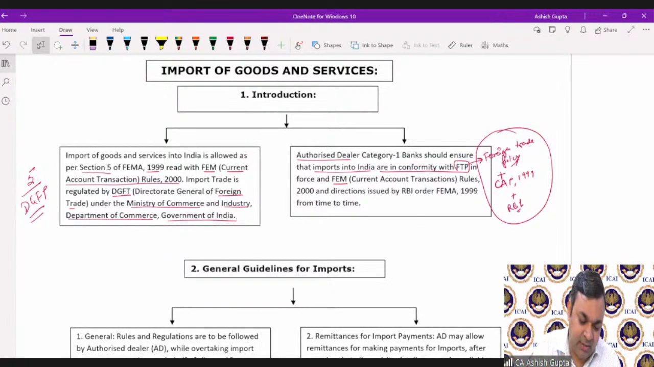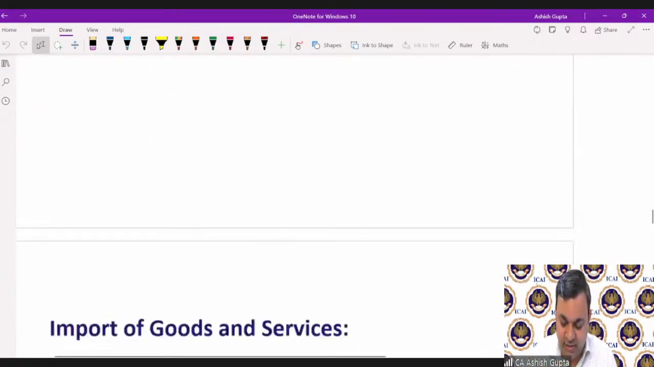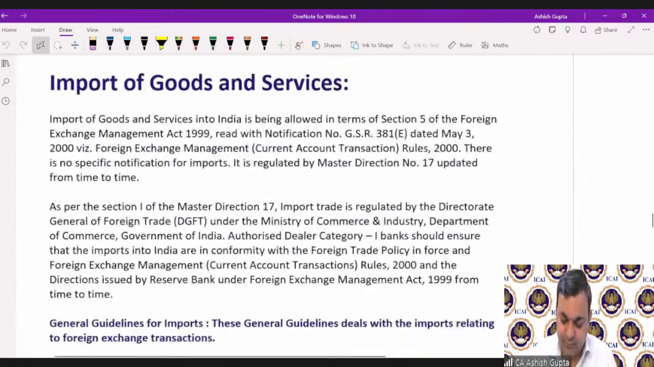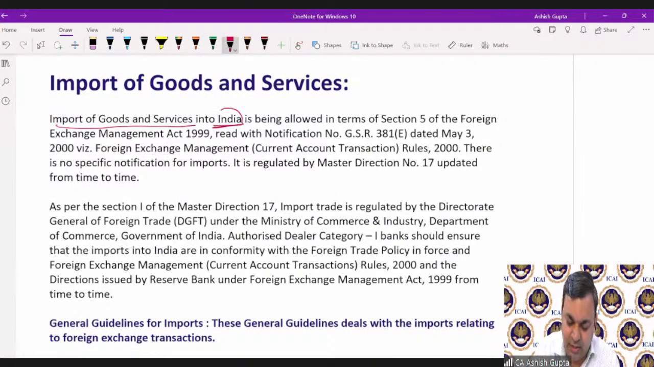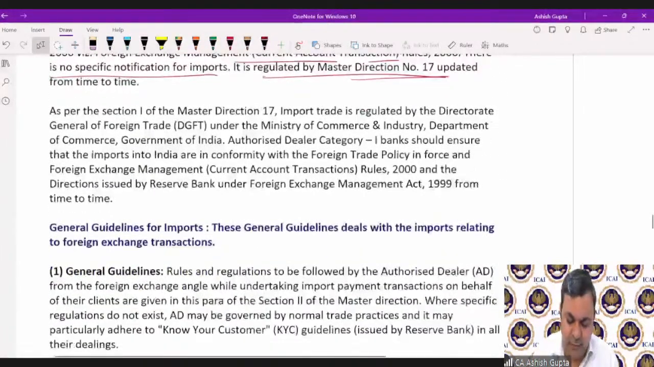Along with the charts part, we will see this theory part also, so you will get the overall idea. Okay, so import of goods and services into India is allowed as per Section 5 of FEMA. With the current account transaction rules, there was no specific notification for import. It is regulated by a Master Circular. Okay, that is not relevant for you.